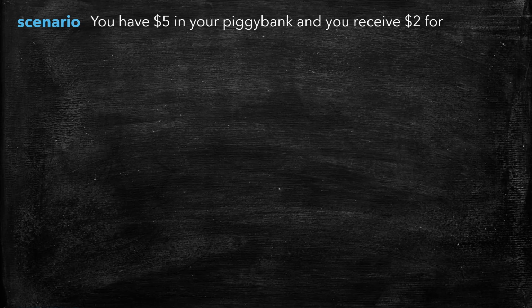So let's begin with a scenario that lends itself to slope-intercept form. Many scenarios will lend themselves to certain forms of equations of lines, and here's one that begs to be written in slope-intercept form. You have $5 in your piggy bank, and you receive $2 for every chore that you do. So let's start to find different ways to look at this. One way would be to create a table.